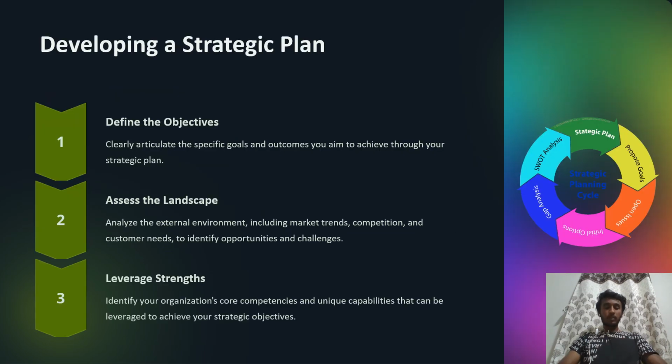Developing a strategic plan. It includes defining the objectives, assessing the landscape, and leveraging the strengths. Defining the objectives includes clearly articulating the specific goals and outcomes you aim to achieve through your strategic plan. Assessing the landscape: analyze the external environment, including market trends, competition, and customer needs, to identify the opportunities and the challenges. In leveraging the strengths, identify the organization's core competencies and unique capabilities that can be leveraged to achieve strategic objectives.